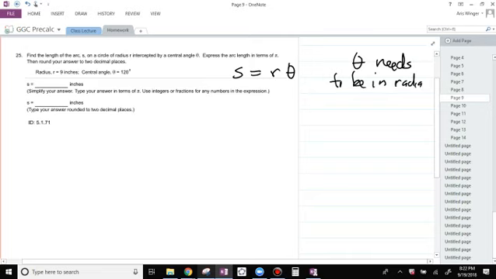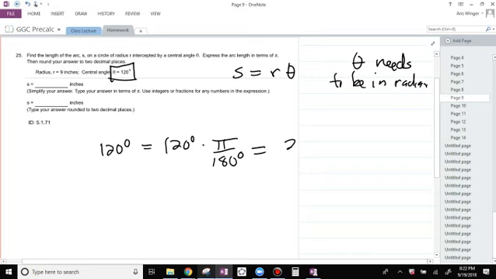All right, we're being bad. I've given it to you in degrees. Change it to radians and then use the formula. 120 degrees is equal to 120 degrees times pi over 180. Again, when you look at the circle, you'll see that this is just 2 pi over 3. Right. They want you to write this in terms of pi first, and then they want you to round.